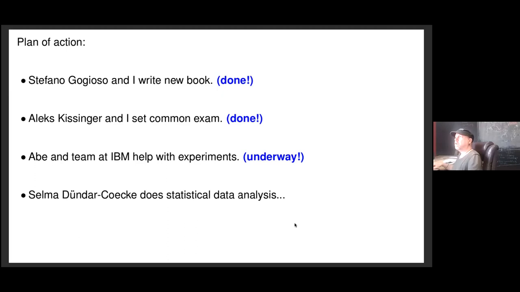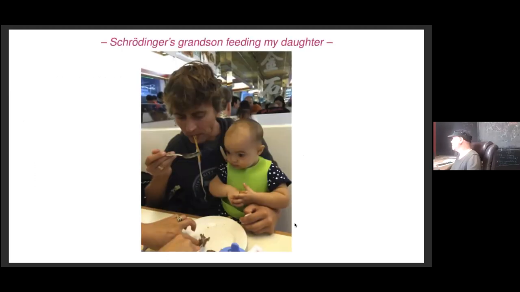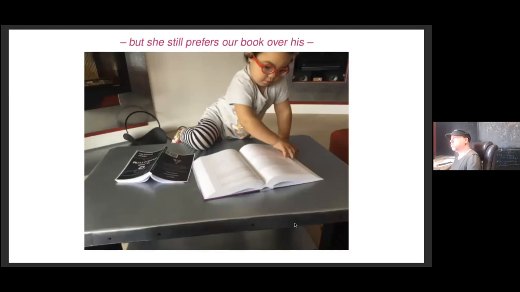Since I started with Schrödinger, I want to end with Schrödinger. That's Schrödinger's grandson, because Schrödinger is not around anymore. That's Schrödinger's grandson feeding my daughter. For those who don't know who this is, it's Terry Rudolph. Terry Rudolph is now developing optical quantum computers at Psi Quantum. He's the main scientist there. Here he's trying to be nice to my daughter and give her food. But when I asked my daughter what's the best book? Terry's book. Terry has a book, Q for Quantum. It's actually a very nice book, the little one. And then our book, the choice was obviously made very easily.